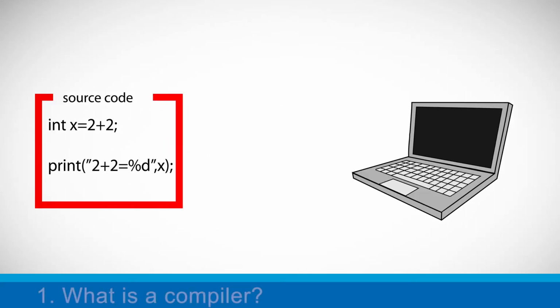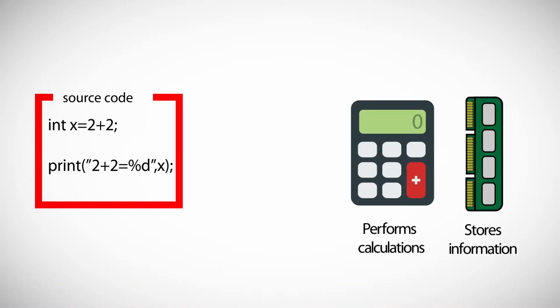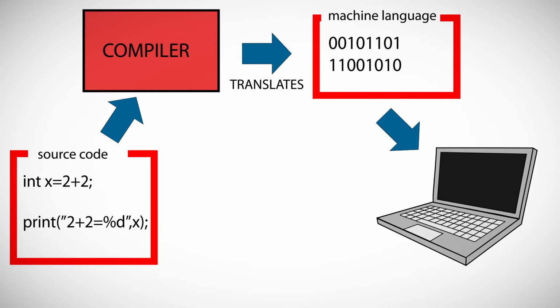Before a program can be run, it must first be translated into a form that a computer can execute. The computer is really just a big calculator attached to a large memory, and the computer only understands sequences of ones and zeros called machine language. The system that does this translation is called a compiler.